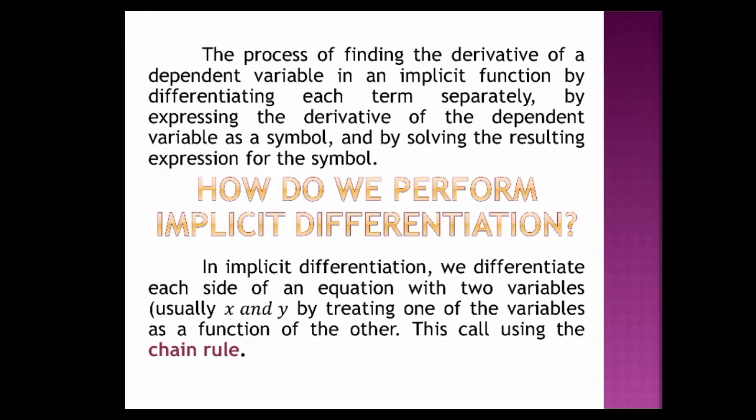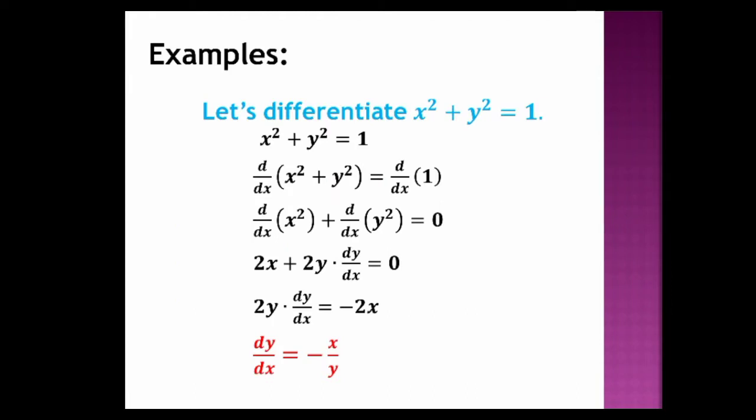For example, let's differentiate x squared plus y squared equals 1. Notice that the derivative of y squared is 2y, so dy over dx is not simply 2y. We differentiate with respect to x: d over dx of x squared plus y squared equals d over dx of 1.